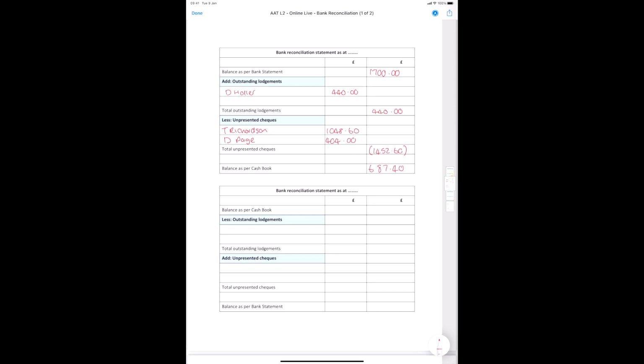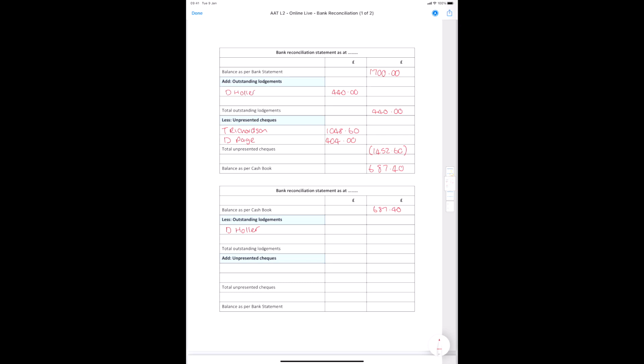Now, you can also be asked to work from the balance as per the cash book and work to the balance as per the bank statement. So effectively what we're doing is working from the bottom up, and we're just doing this in a reverse order. Okay, so we'll first enter our balance as per cash book, which we know is £687.40. We need to less any outstanding lodgements this time. Okay, and this is because we're working in reverse here.